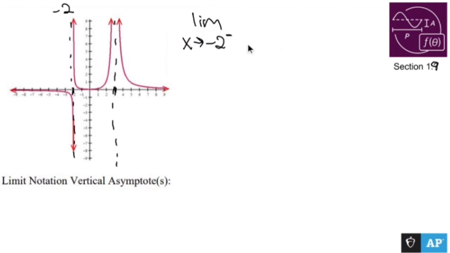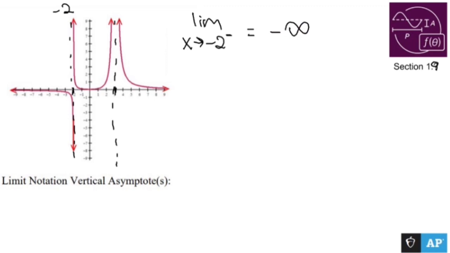I don't have a function, so I'm not going to call it f of x or anything like that. I'll just say equals. Now, what this looks like is I'm approaching my vertical asymptote. I'm approaching -2 from the left, and as I go towards -2, I shoot down here. And since I'm pointing downward, that means I'm shooting down towards -infinity.